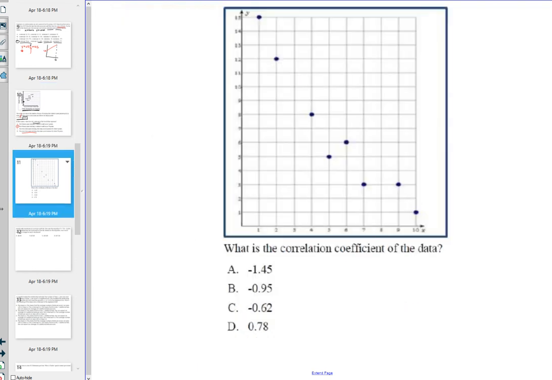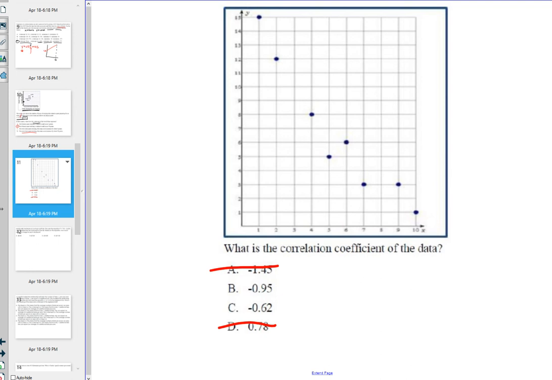What is the correlation coefficient? Okay, well, we don't have a graphing calculator. The reason why I left this on is because you can take an educated guess. What can we tell by looking at it as far as the line goes? Yeah, it's definitely going to be negative, so that knocks this out. Then it can't be this because you can't go beyond -1 or +1. So at least we can narrow it down to 2.